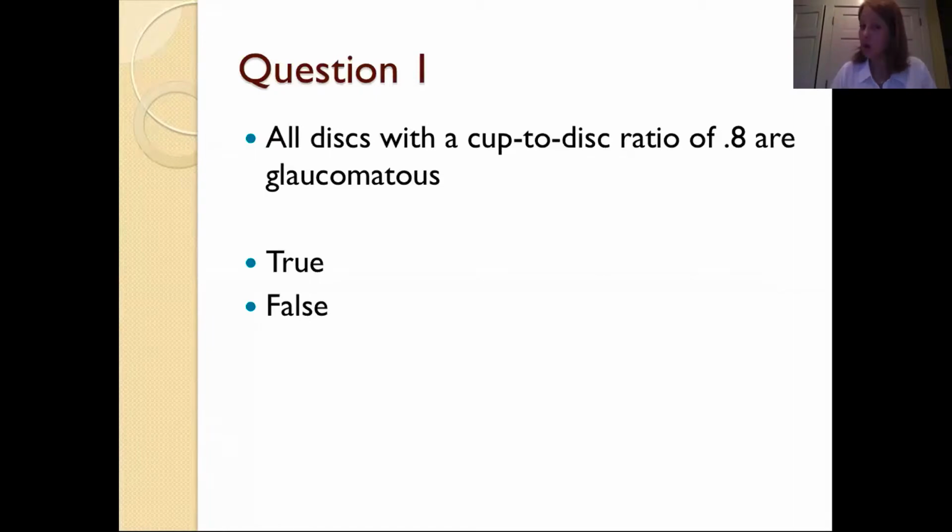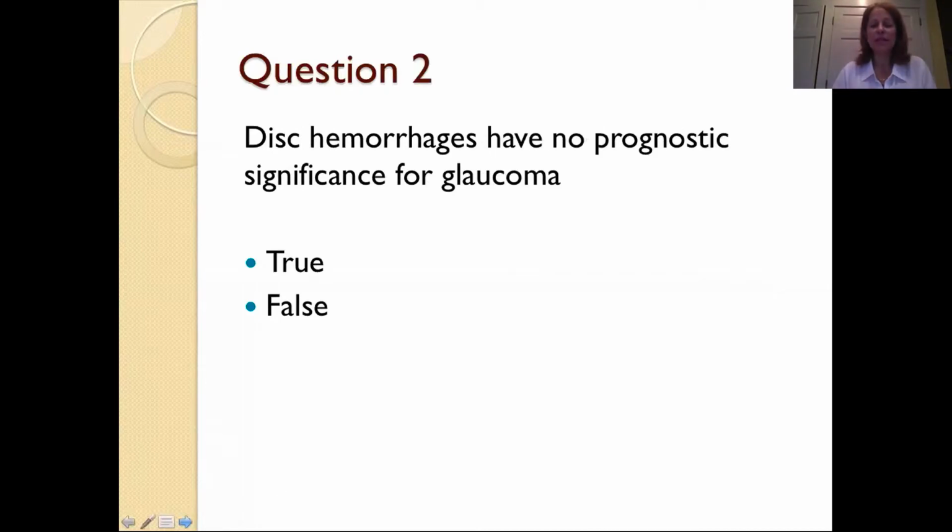But you can have cup to disc ratios of 0.8 if it's a large optic nerve. If it's a small optic nerve, a cup to disc ratio of 0.8 is not normal. So you need to always know the size of the optic disc in order to interpret the size of the cup. Disc hemorrhages have no prognostic significance for glaucoma. True or false?